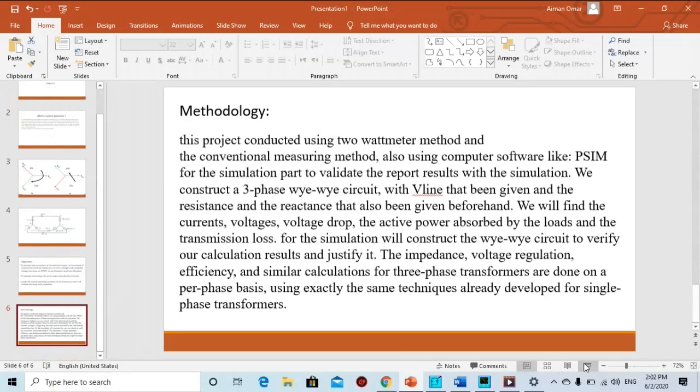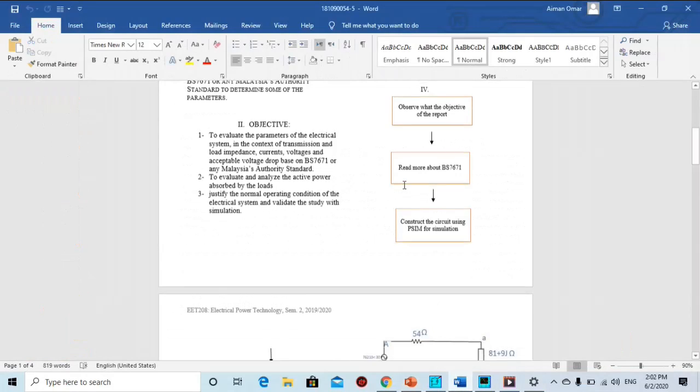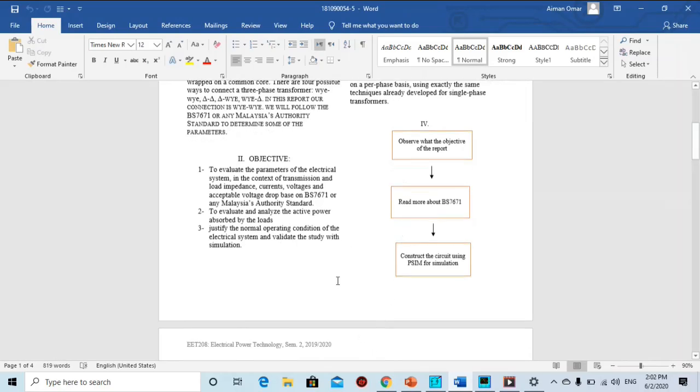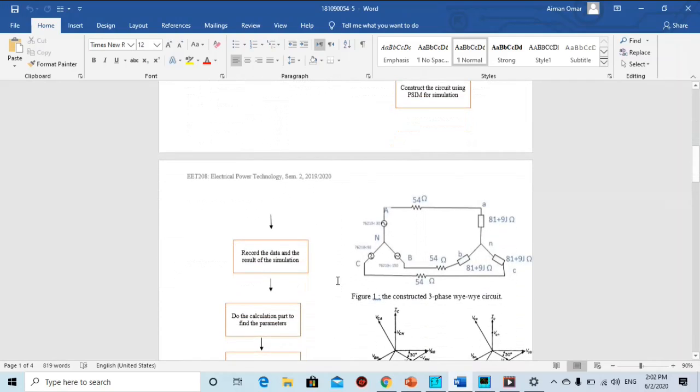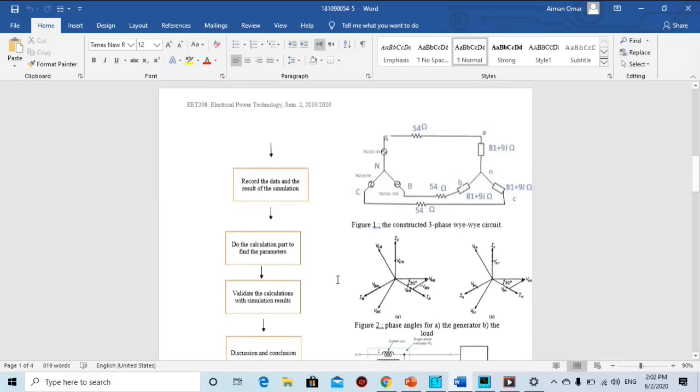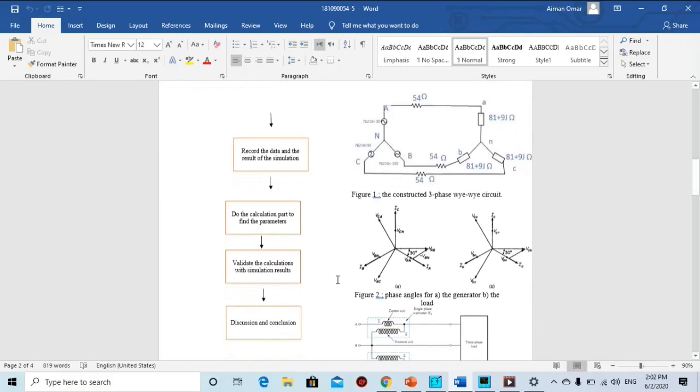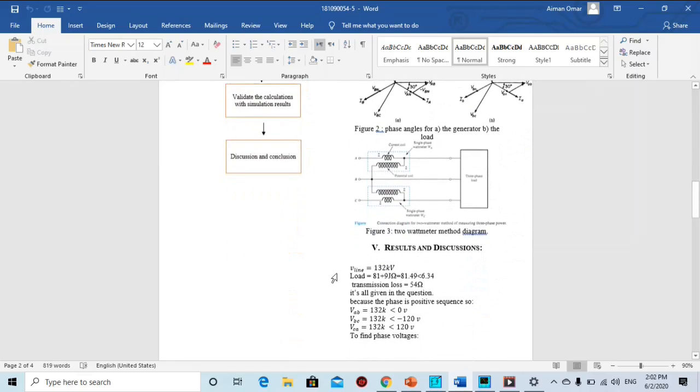So let's see the calculation, but first I will show the flow chart of the project. First, observe the objective of the report, then read more about BS 7671, then construct the circuit using PSIM for simulation. After that, record the data and the result of the simulation. After that, do the calculation part to find the parameters. Then validate the calculation with the simulation result, and finally discussion and conclusion.